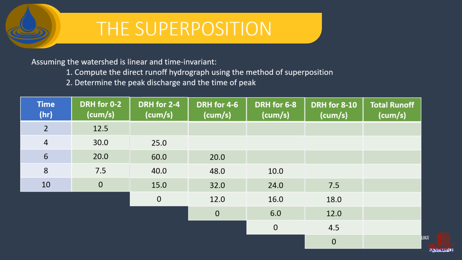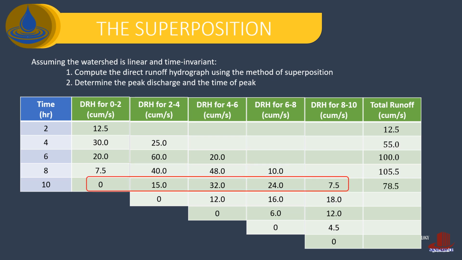Summarizing all direct runoffs into a single table, we are now ready to compute the total runoff. T2 has 12.5. T4 has 30 plus 25, giving 55. T6 has 20 plus 60 plus 20, which is 100. Followed by T8 with 7.5 plus 40 plus 48 plus 10, giving 105.5. T10 consists of 0 plus 15 plus 32 plus 24 plus 7.5, and that is 78.5.